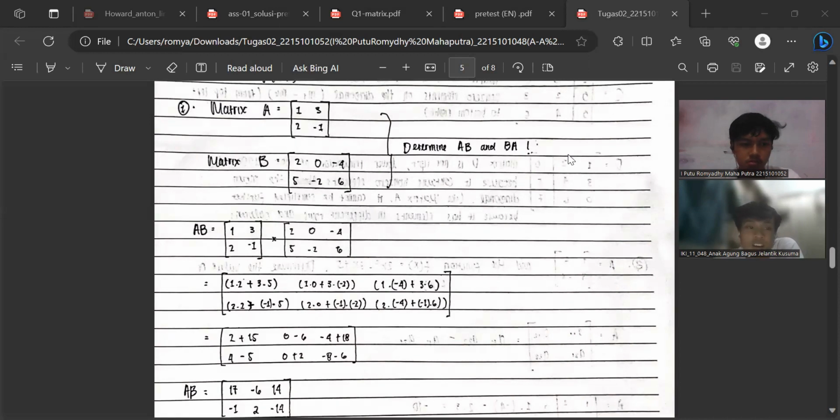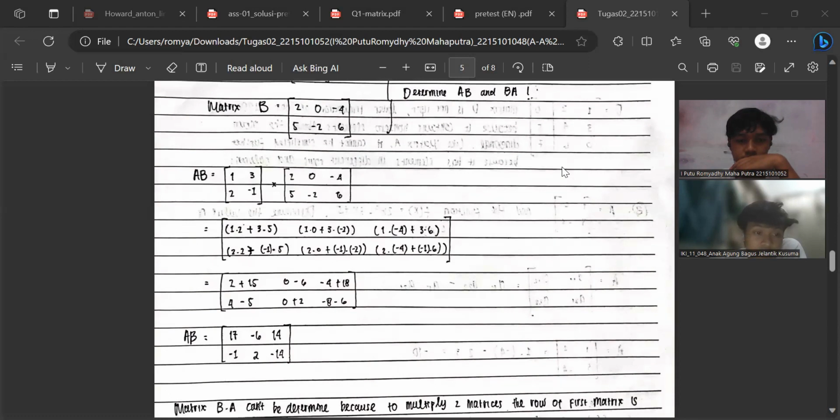So how can we determine this matrix? The first step is to multiply the two matrices, matrix A and B. The operation will be just like this.